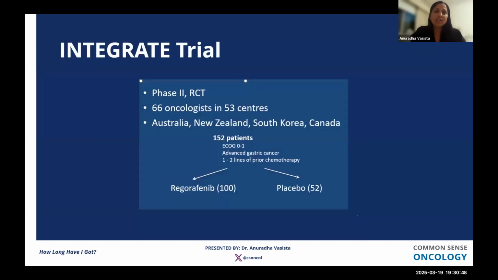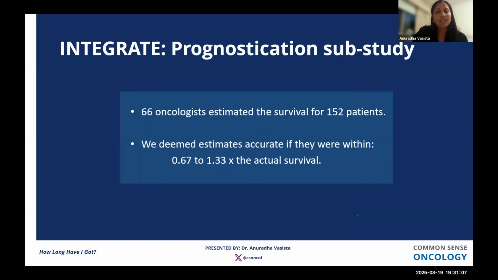So a refresher in terms of the INTEGRATE trial, that was a phase 2 randomized controlled trial where 66 oncologists in 53 centers internationally enrolled 152 patients to either receive regorafenib or placebo, so an older study. And then we separately had a prognostication sub-study and asked 66 oncologists to estimate the survival for 152 patients. And we deemed the estimate to be accurate if it was, again, within 2/3 and 1 1/3 of the actual survival.